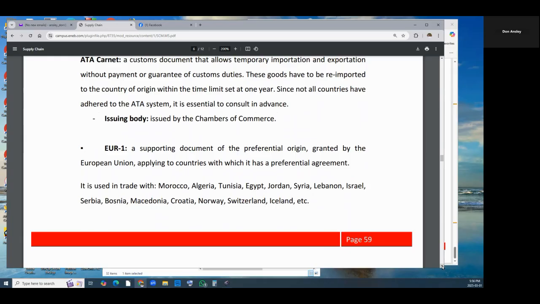And then you have the EUR-1, a supporting document of the preferential origin granted by the European Union, applying to countries with which it has preferential treatment. Here are some of them. It is used to trade with Morocco, Algeria, Tanzania, Egypt, Jordan, Syria, Lebanon, Israel, Serbia, Bosnia, Macedonia, Croatia, Norway, Switzerland, and Iceland, etc.